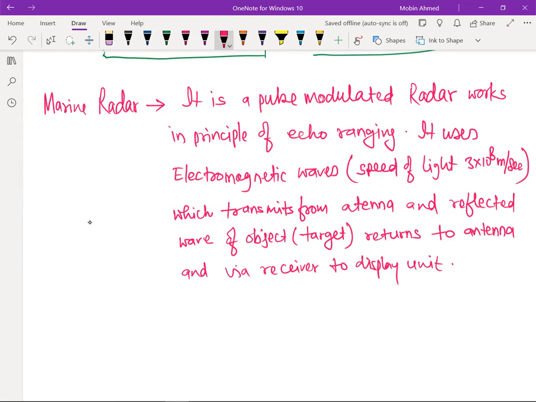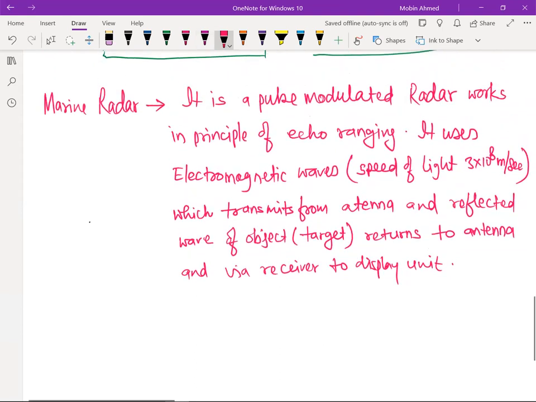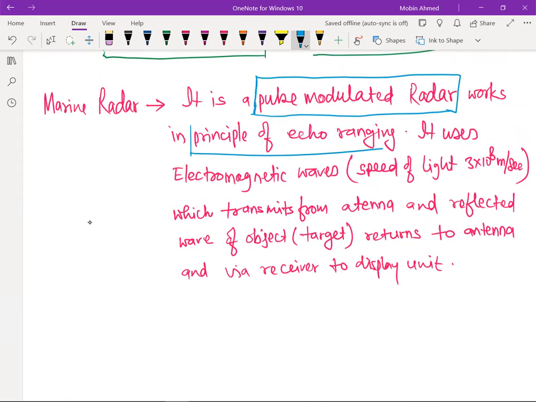So this is a very brief one. Now I have to tell you the details about this. What is echo ranging? Let's start from here. First of all, you need to understand what a pulse modulated radar is, and second, the principle of echo ranging. These two are important.